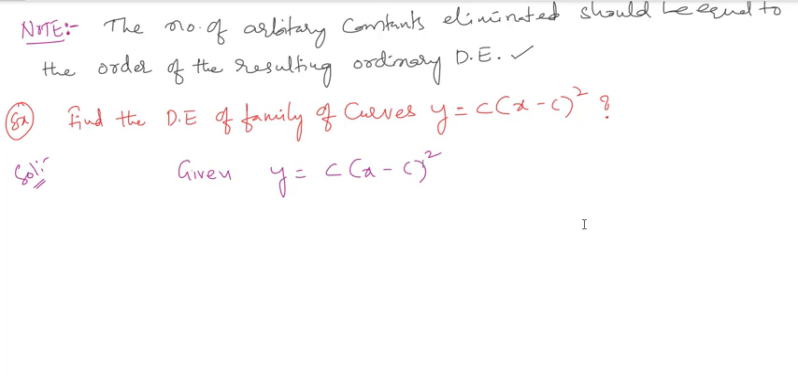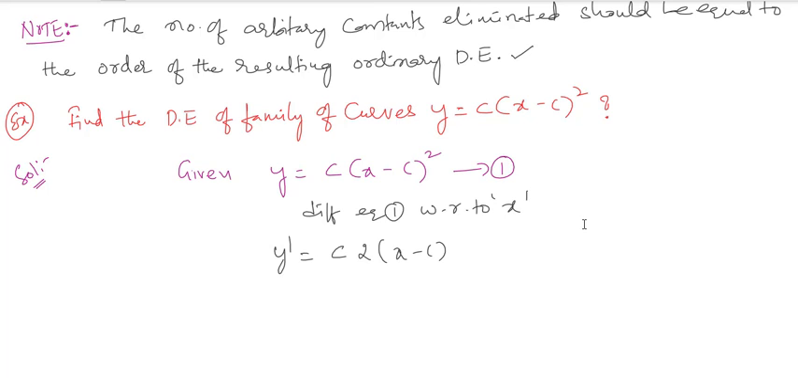Then you have to eliminate the constant c. So take this as equation 1. Differentiate equation 1 with respect to x. Am I right or not? If you differentiate with respect to x, what will I get? y dash is equivalent to c into 2 into (x minus c), and for the derivative of x you will have 1. So which is nothing but 2c into (x minus c). Take this as equation 2.